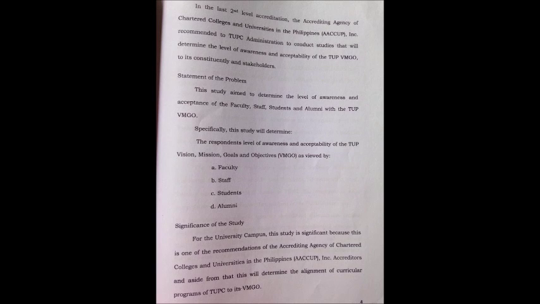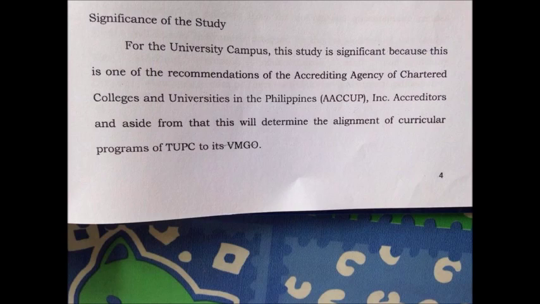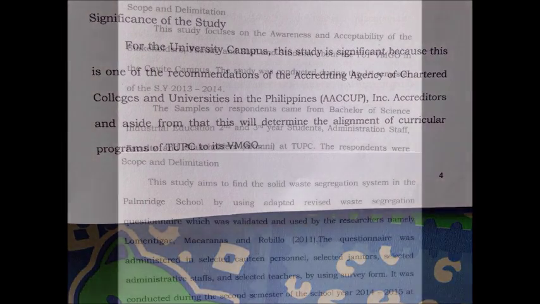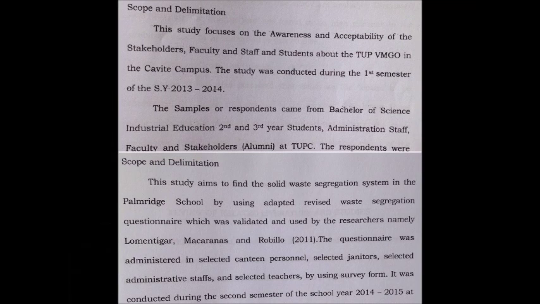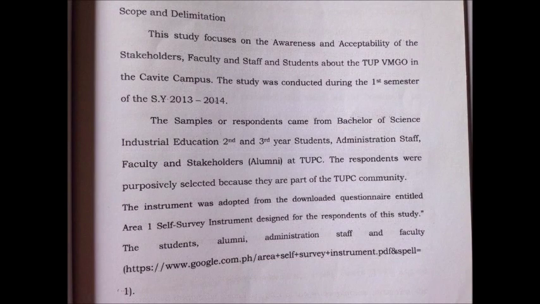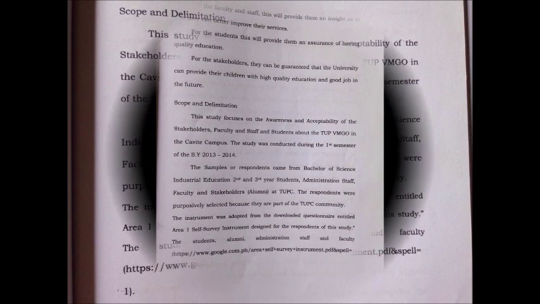The BSIE group answered the questions completely in scope and delimitation and stated it clearly in 2 paragraphs, while the BTTE group answered only some of the questions and the information was not presented in such a way of answering the 5 W's and 1 H.